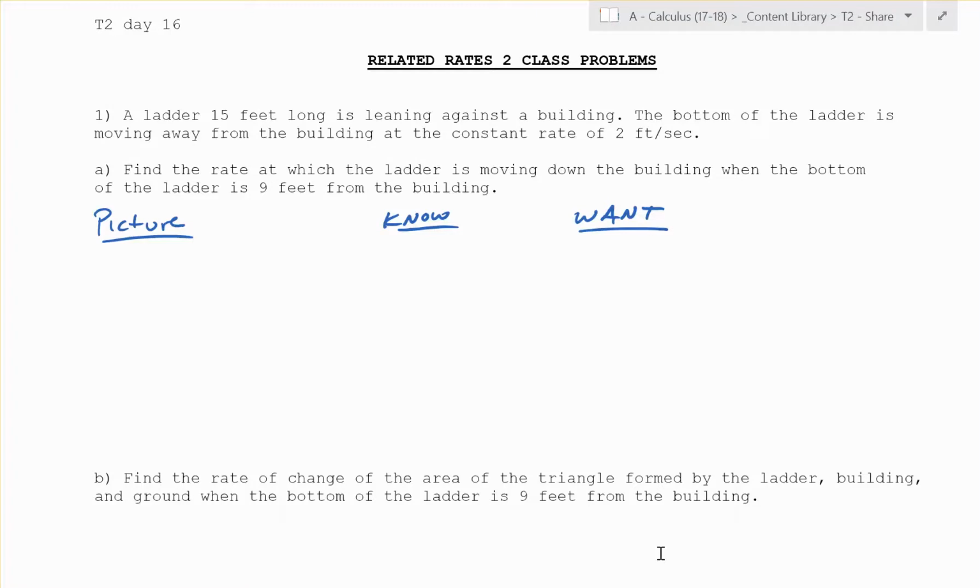Welcome to T2 Day 16 of Calculus. We will continue with our examination of related rates.